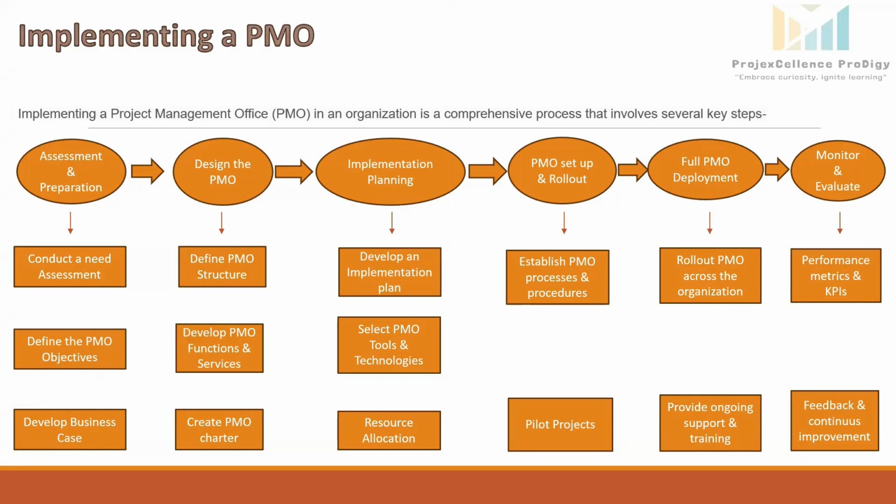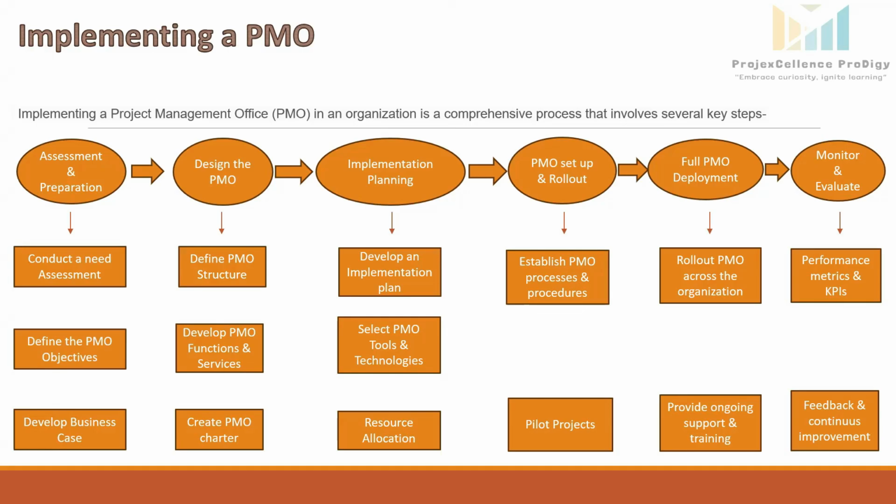Select PMO tools and technologies. We have to choose the appropriate project management software and tools that align with the PMO's objectives. Collaboration tools, like how we want to collaborate among the team, which will facilitate the communication and how we want to share our documents. There are a variety of tools available nowadays. We can use Zoom conferencing or Google Meet or Microsoft Teams, or share our documents through Slack. So various tools are available nowadays.